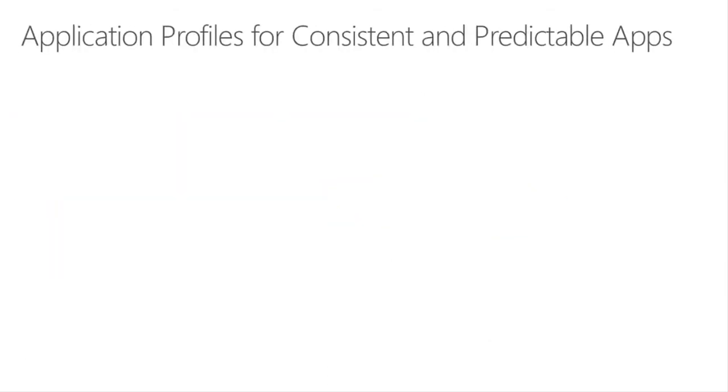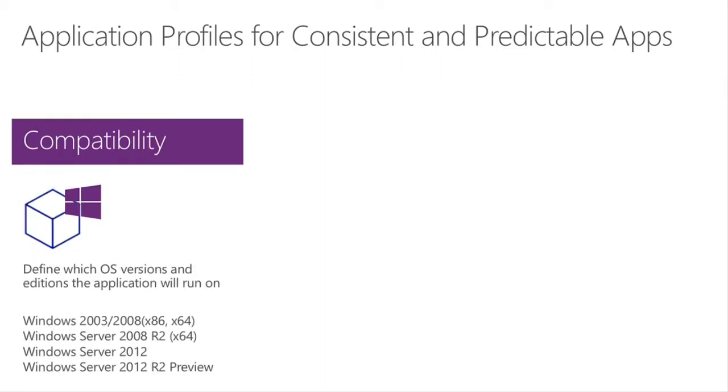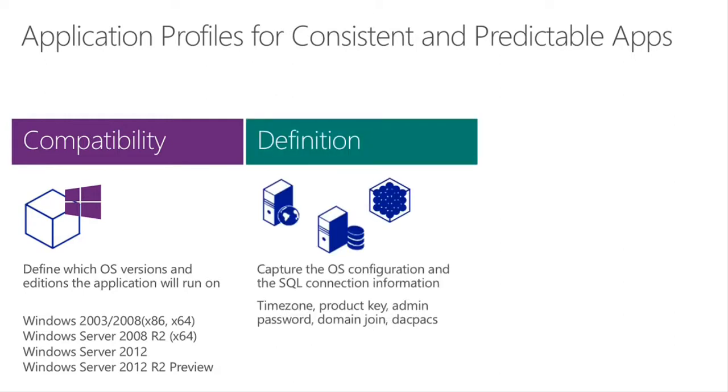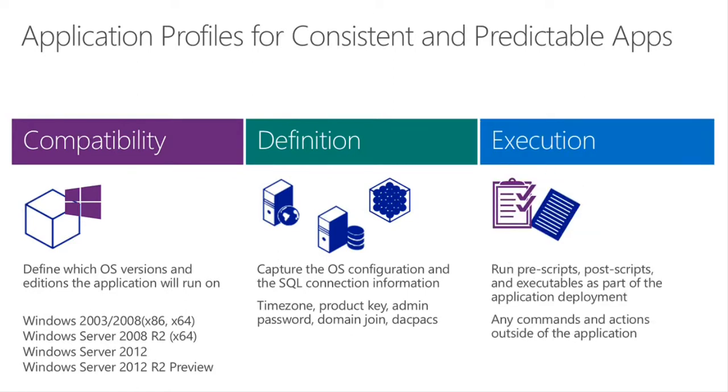Next, let's go a little bit deeper into our application profiles. There are also three sets of information that can be configured here. First, we have compatibility. So here we can simply define which OS versions and editions are supported by this application profile. Next, we have definition. Definition allows us to configure things like time zones, product keys, and the local admin passwords. And finally, we have execution. Execution covers some application tasks that may not easily be captured, and these require things like a pre or post script. These can be configurations, agents, or other items that are associated with our execution tier.